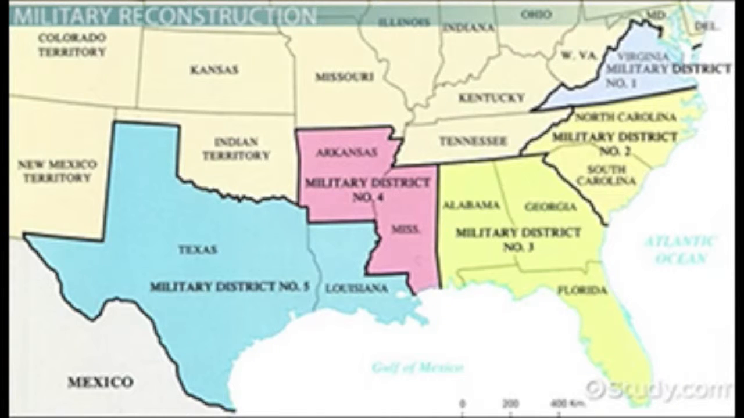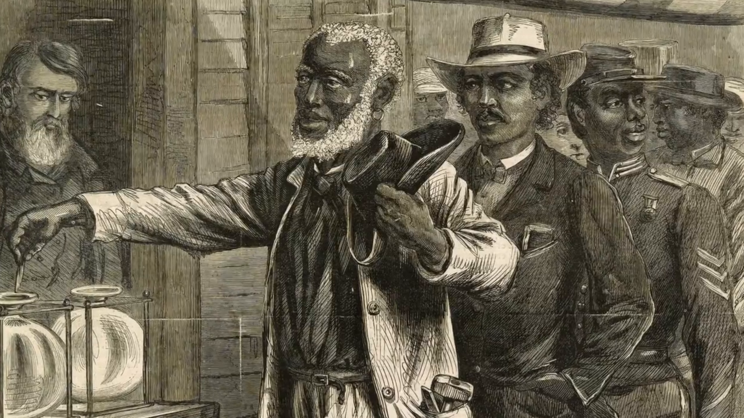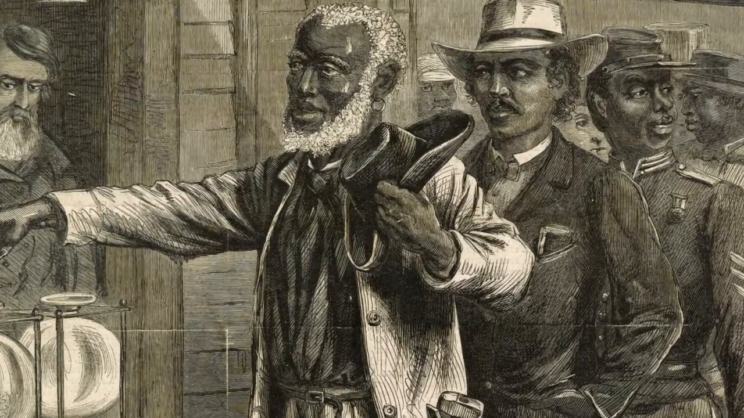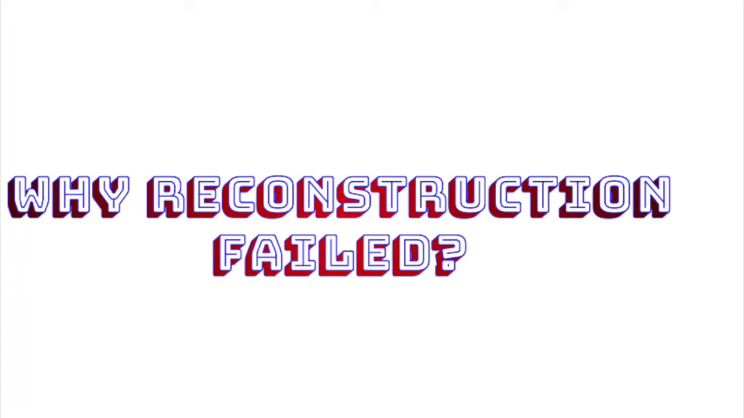Radical Reconstruction temporarily divided the South into 5 military districts with the military commander of the district given complete authority. It required that the 14th Amendment be ratified, which gave citizenship to former slaves and equal protection under the law. For some states, the 15th Amendment had to be ratified too, which guaranteed the right to vote for African American men. It also required that the Confederate government had to be destroyed. These attempts at Reconstruction all failed in some way. This video will cover the political, social, and economic reasons that Reconstruction failed after the Civil War.